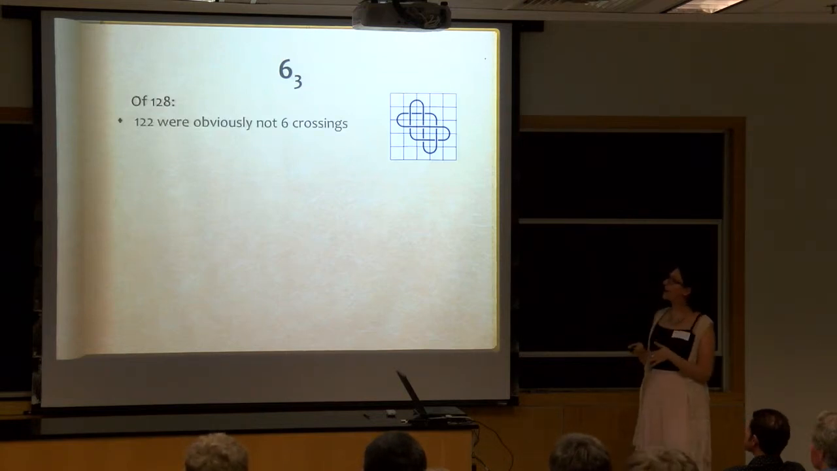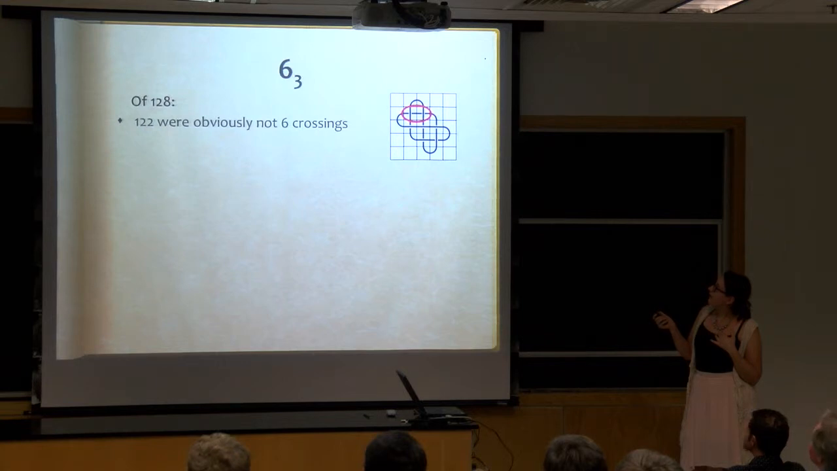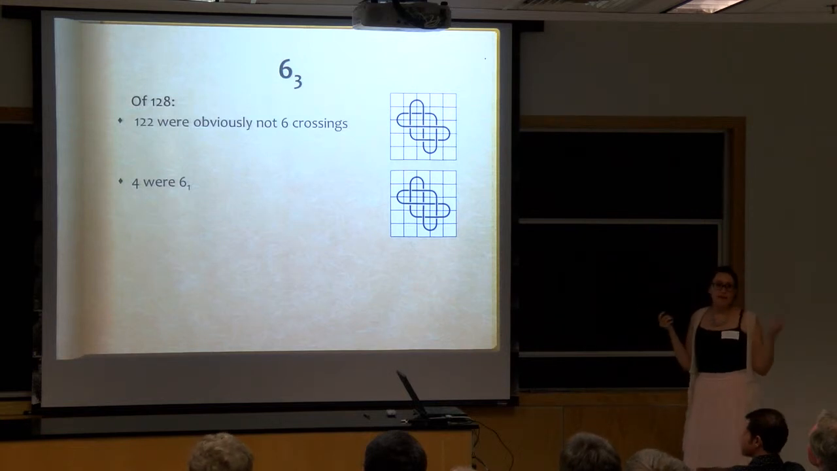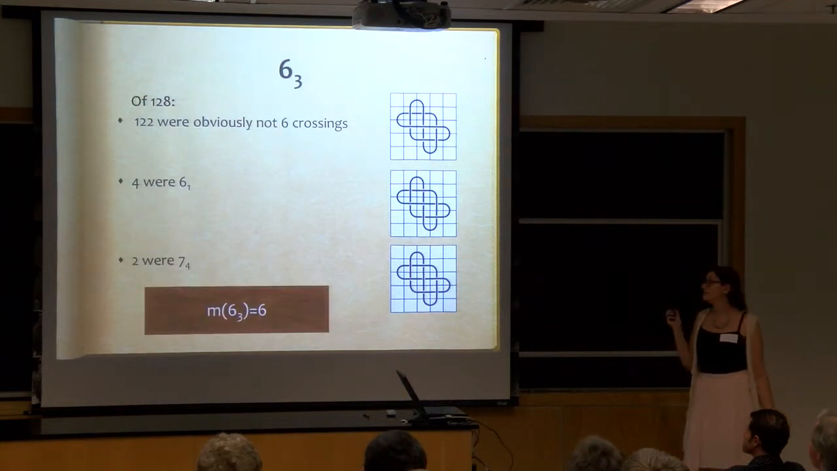And when we did that, 122 were obviously not 6 crossings. And these go back to the Reidemeister moves, because as you can see, you can just take this top part and pull it down and pull that string. You lose 2 crossings, at most 5 crossings. 4 of them were the knot 6-1. Again, we already knew this wasn't interesting. And 2 of them were the knot 7-4. So none of them were the knot 6-3. So we were able to conclude that the mosaic number of 6-3 was actually 6.